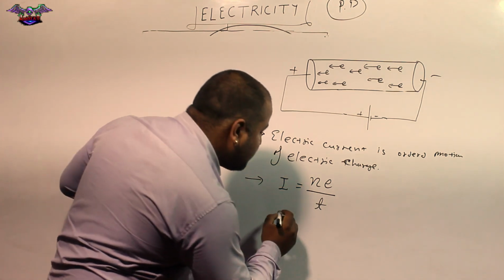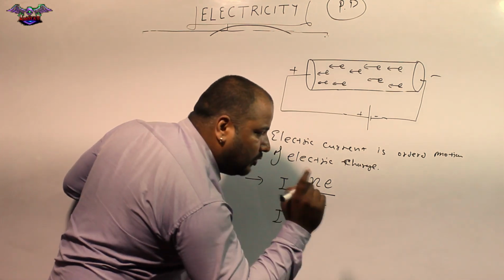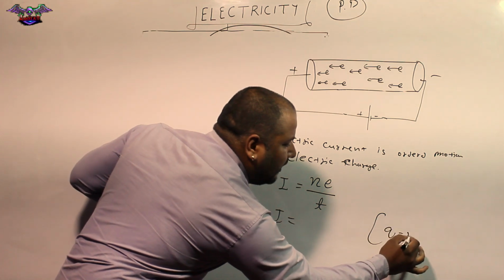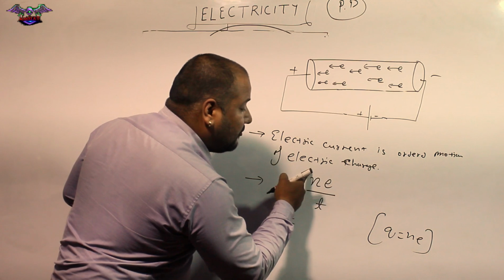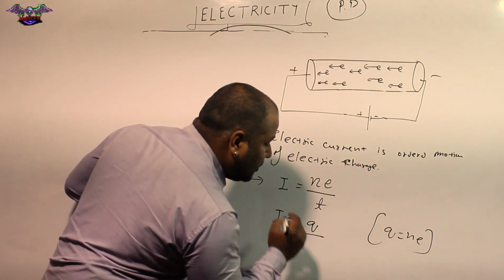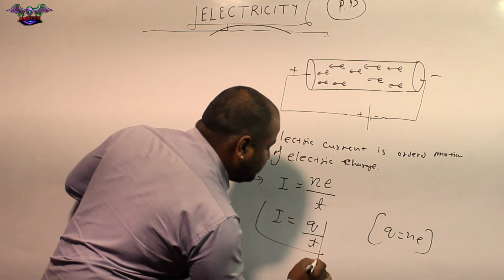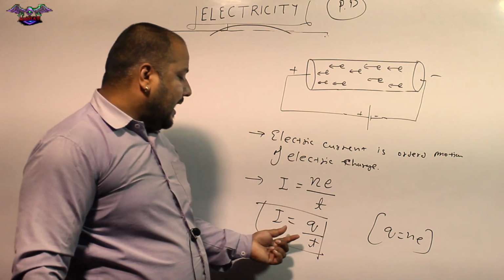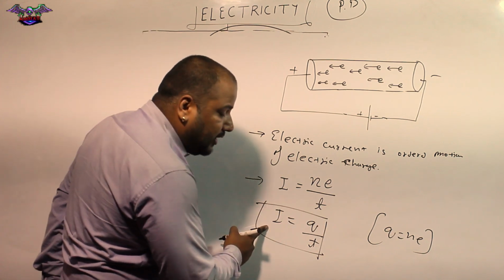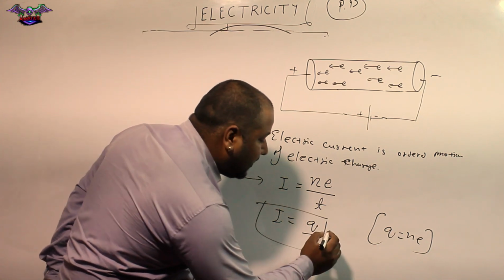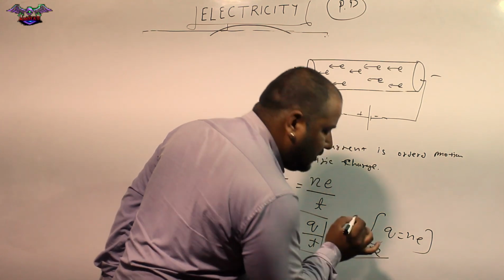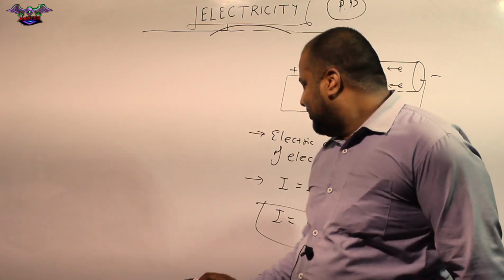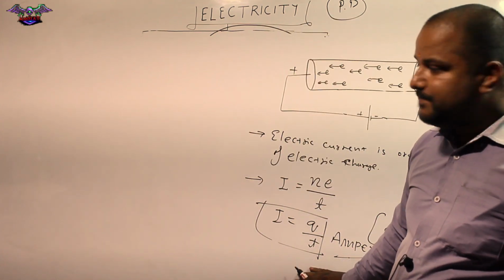We know very well Q equal to NE. Q equal to NE. So I can place the value of NE as Q. So now discuss about the unit. The unit of the current is ampere. Okay, so unit of the current we have discussed.